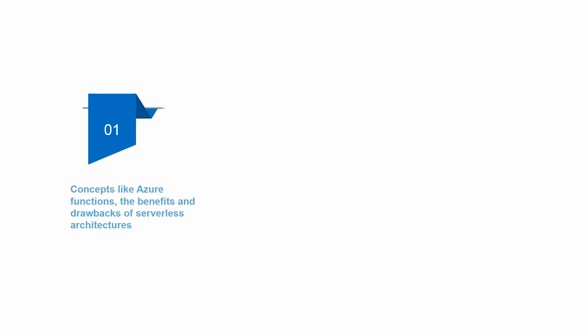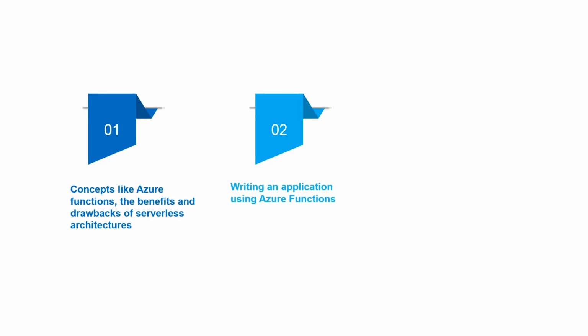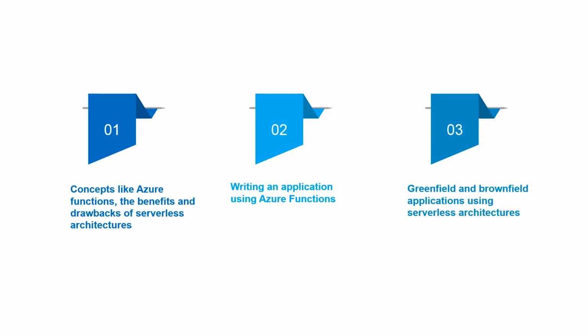In this introductory course on serverless architecture, I first start explaining what serverless architecture is. Then I explain concepts such as Azure Functions and the benefits and drawbacks of serverless architecture. Then we go about writing an application using Azure Functions, which I then extend using other serverless components in Azure, such as Cosmos DB. And then I finally end with explaining how you can write greenfield applications using serverless architecture or legacy brownfield applications using serverless architecture.